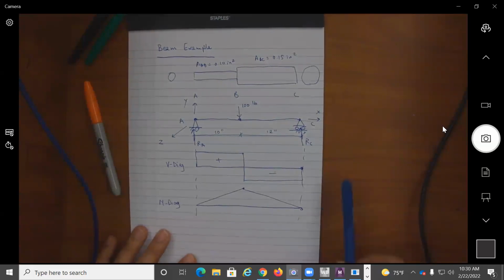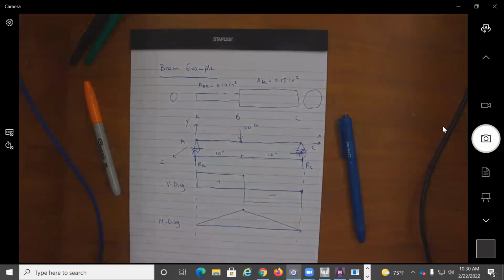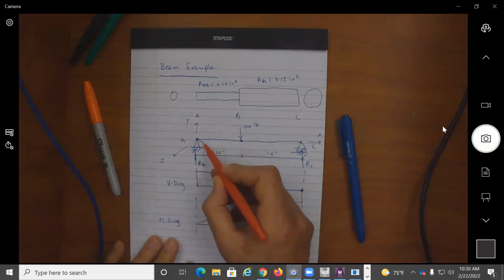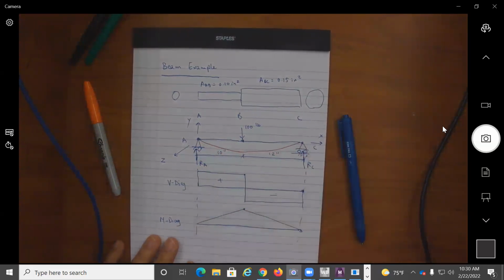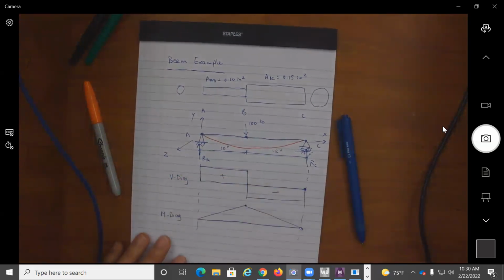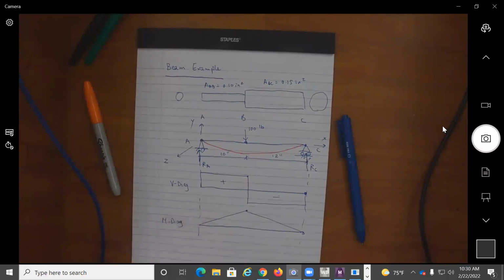I also expect that as this beam is loaded with 100 pounds, that it is going to deform, and I'm going to get an elastic curve that looks something like this. And please note this beam is not symmetric because it's 10 and 12 and 2 different cross-sectional areas. So what we want to do now is to use ANSYS to solve this beam problem. Are you all following with me?